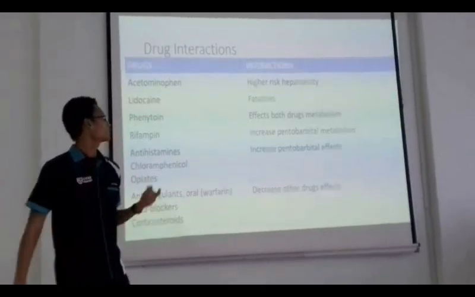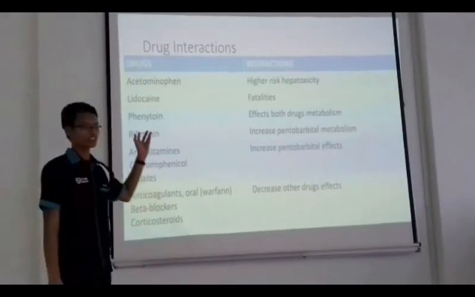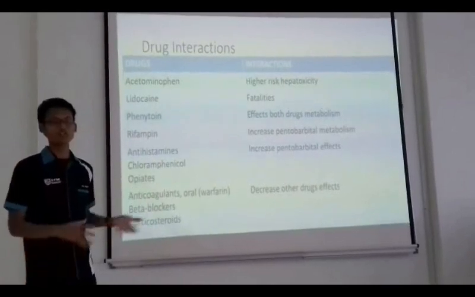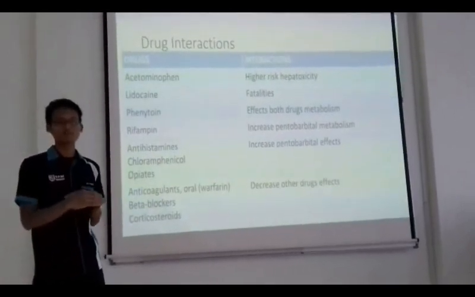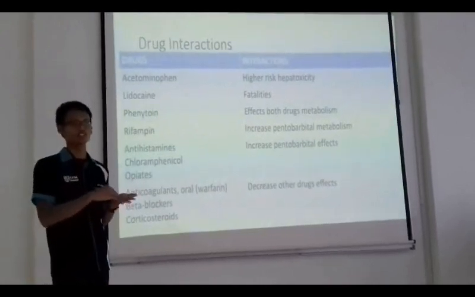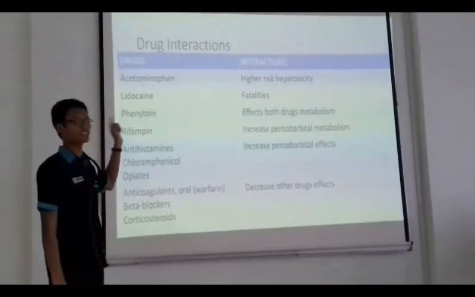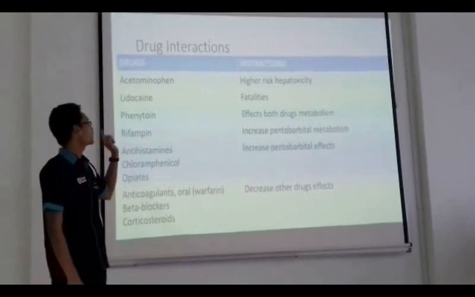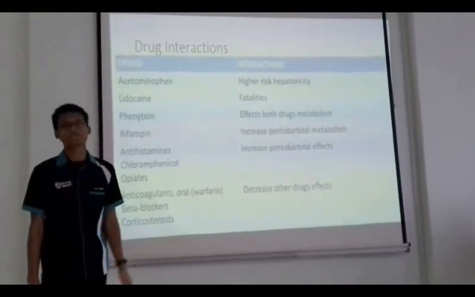Next, these are the drugs that cannot be used along with this drug because there are some unwanted effects, but the two main drugs that we should really not use it with are acetaminophen and also lidocaine because they cause very fatal effects.